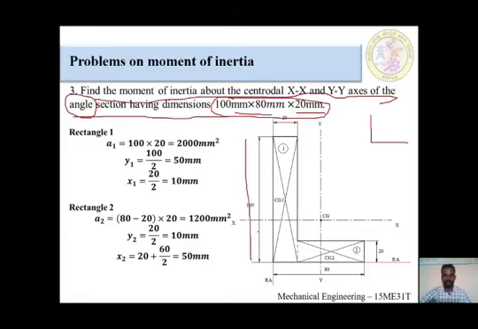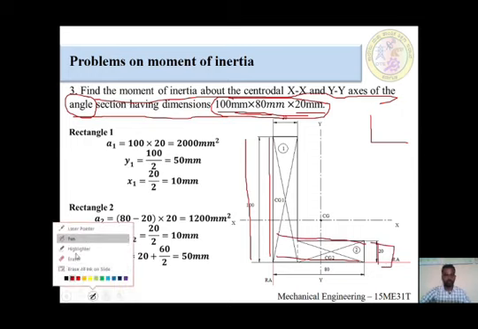This value is called 100 millimeter, this value is called 80 millimeter, and this web part is 20 millimeter. If the figure is not given, then we are supposed to draw it according to these dimensions. 100 millimeter is this part, 80 millimeter is this part, and 20 millimeter is this part.